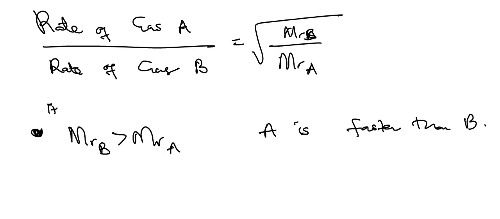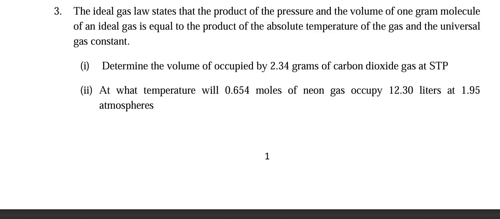The rest, of course, there will be a few things in terms of just manipulating them to see if you'll be confused or not. So to do that, we'll simply do your tutorial sheet. So I'll run through everything that you need from your tutorial sheet. So look at question number 3. Question 3, they are simply saying the ideal gas law states that the product of pressure and the volume of 1 gram molecule of an ideal gas is equal to the product of the absolute pressure of a gas and the universal gas constant. Determine the volume occupied by 2.3 grams of carbon dioxide at STP.